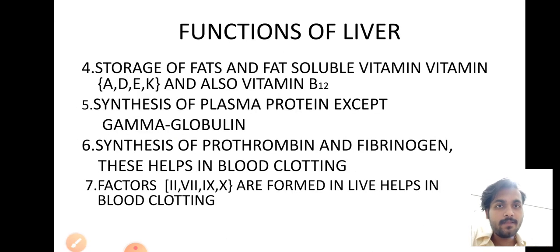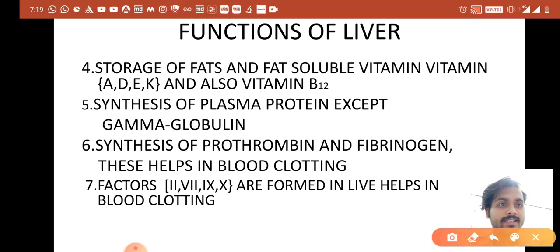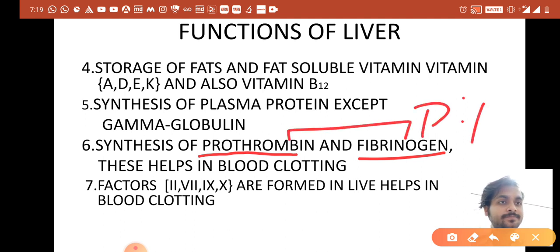Now the sixth function of liver is synthesis of prothrombin and fibrinogen. Prothrombin and fibrinogen are also what? Plasma proteins. Now the seventh function of liver is synthesis of some clotting factors. These are 2, 7, 9 and 10.